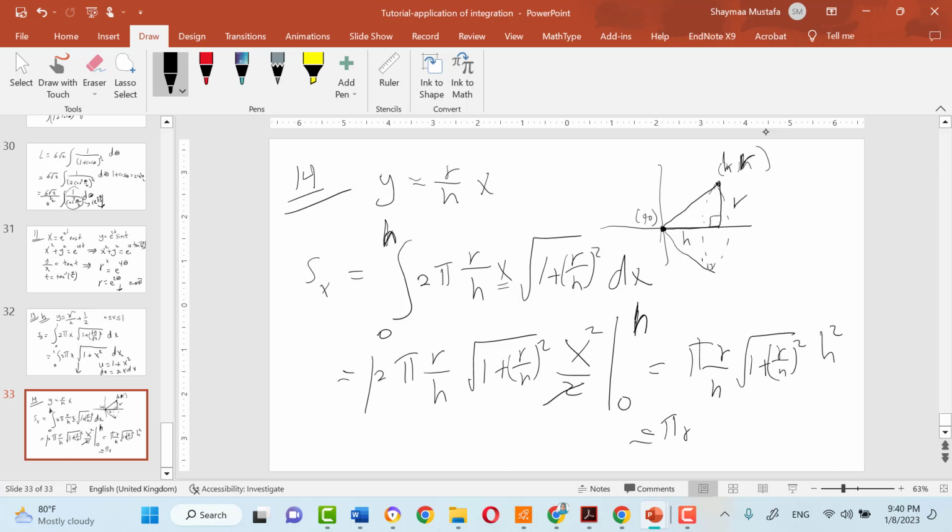h squared over h is h, multiplied by the square root of 1 plus r squared over h squared, which is h squared plus r squared over h squared. So with this, we have pi r times the square root of r squared plus h squared. So this is for question 14.